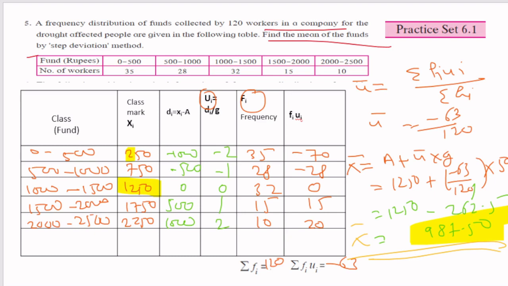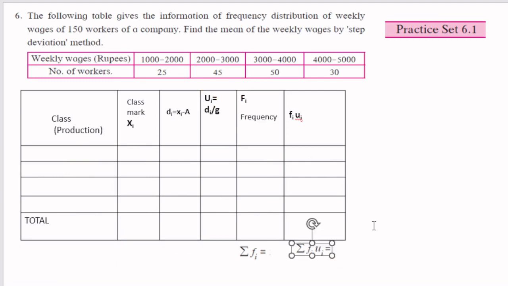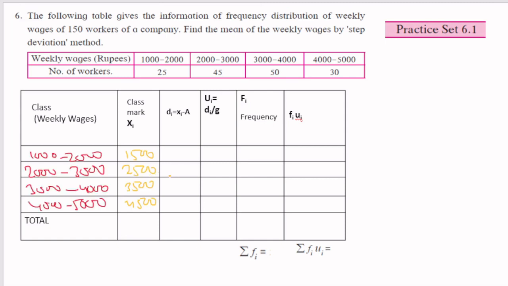Perfect. Now we'll jump over to the final question of practice set 6.1, and this will clear all the doubts of this particular method. Find the mean of weekly wages by step deviation method. So first job, write the class. Pause the video, write the class, and find the class mark. Okay, this is the easiest step. You should do it. I hope you've written till class mark.